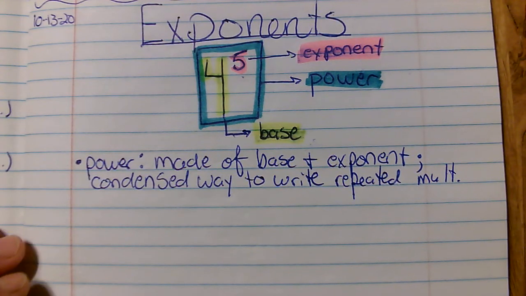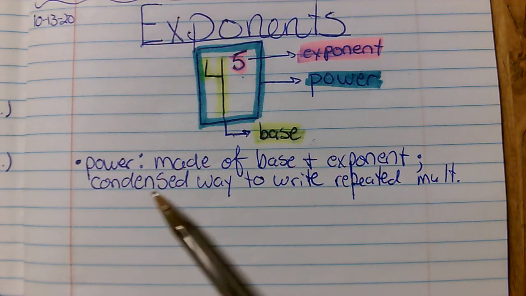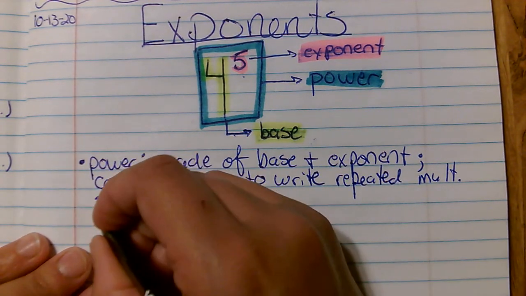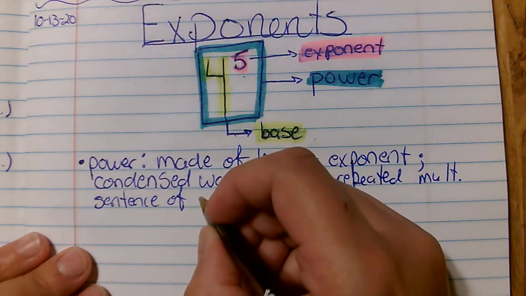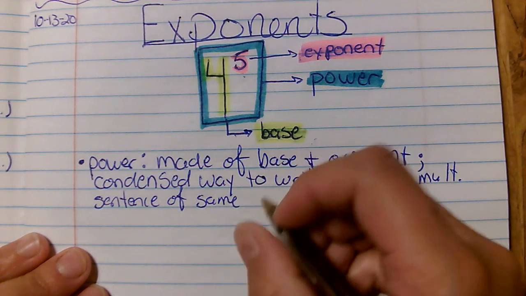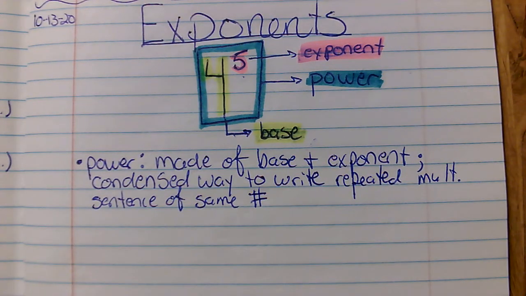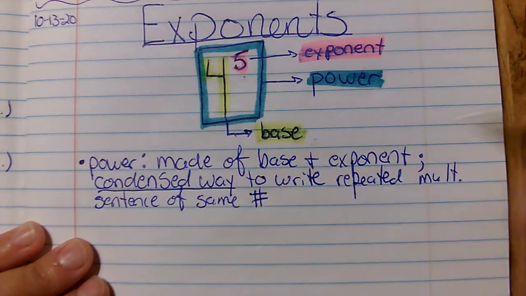So it's made of a base and an exponent, and it's a condensed way to write a repeated multiplication sentence of the same number. If you would like to put the hash mark in place of the word number, you are welcome to. We're going to get to the condensed way in just a second.